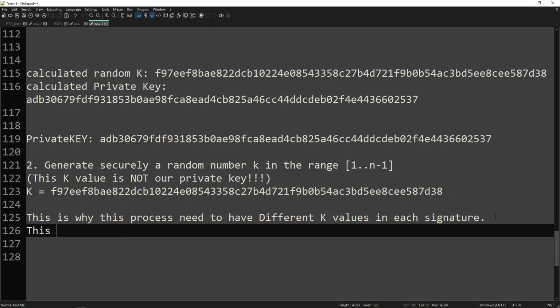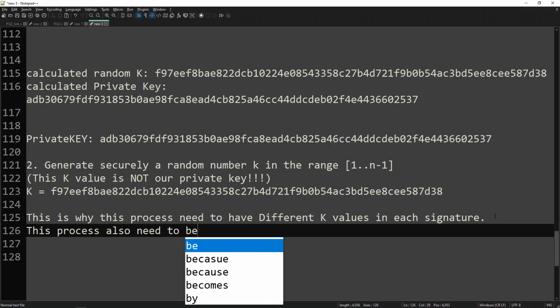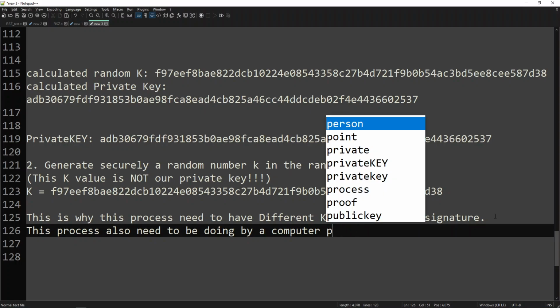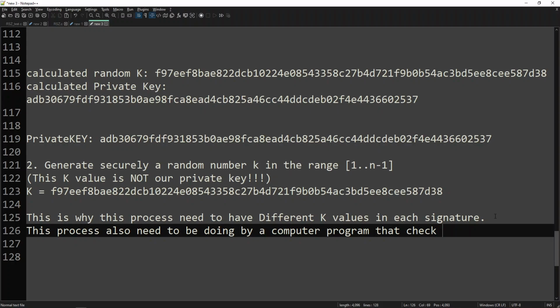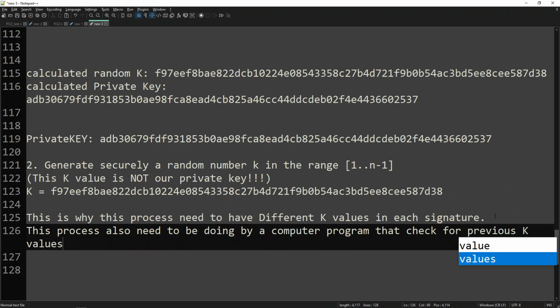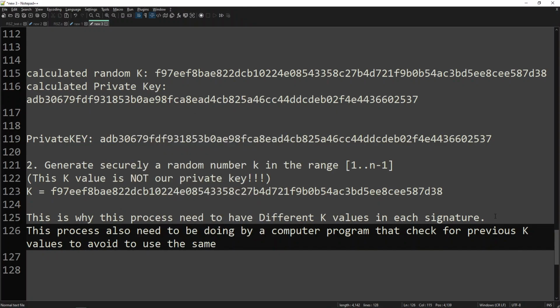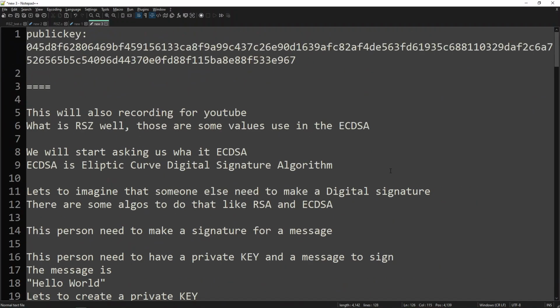Well, this process also needs to be done by a computer program that checks for previous key values, to avoid using the same. Okay, what more can I say about RSZ?